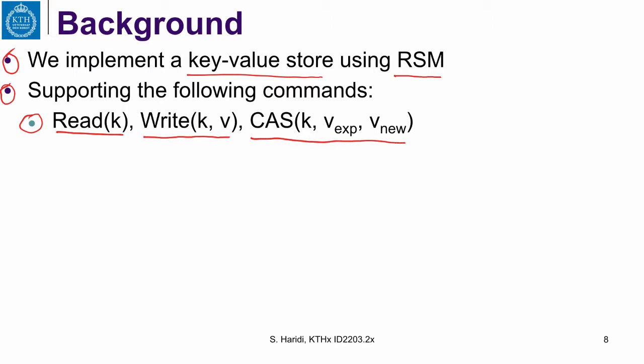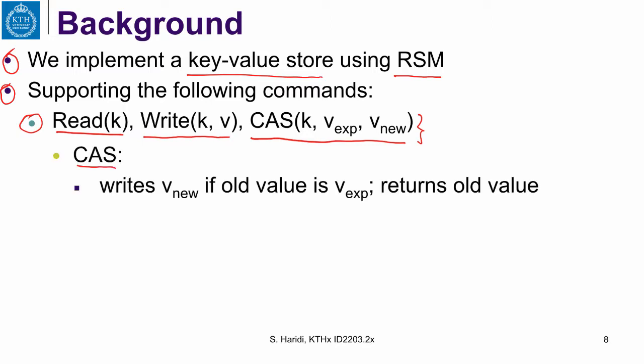compare and swap operation. Now, compare and swap is an atomic operation that cannot be implemented in the asynchronous model by just the previous algorithm that we described, the algorithm of shared memory in the chapter, or the section, of shared memory. So let us just understand what is compare and swap. In compare and swap, we have a key and we write a new value associated with this key if the old value is the expected old value.